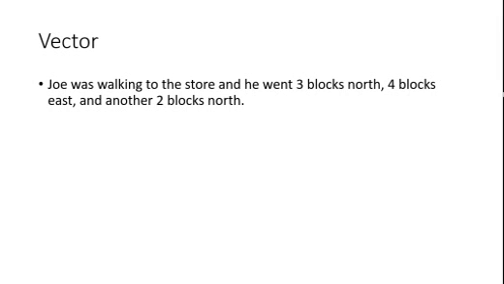If we were just doing a scalar, we'd just say, Joe is walking to the store. It is 9 blocks away. That's all. If that's all we know, then that's all we know. We don't know which direction he is heading. Is he heading north, south, east, or west? Is it just a straight line? Is it where he has to zigzag like this one? A vector is going to be more descriptive.